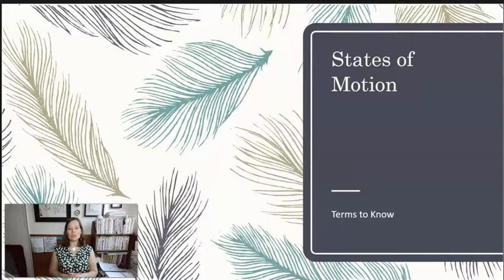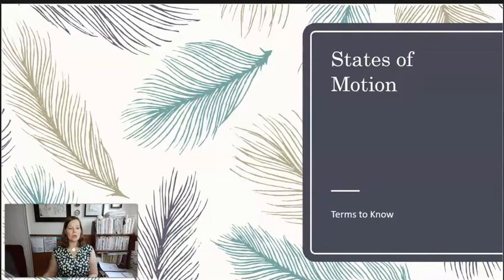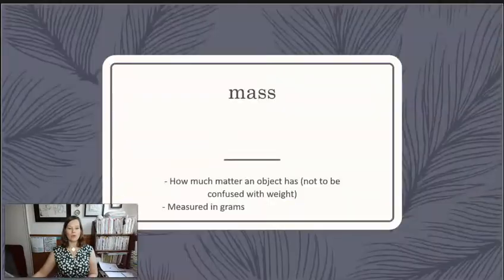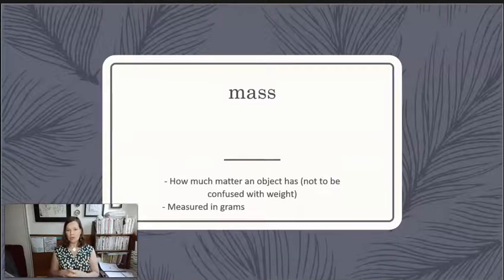Today I just want to talk a little bit about some of the terms that I'm going to want you to know for this unit, and once you know them I'm going to want you to use them on a regular basis. So let's start with our first term, which is mass. This is something you probably already know, but mass is just how much matter an object has. Please do not confuse mass and weight. We will differentiate between those two a little bit later on, but they are not the same. Mass and weight are not the same. Mass is measured in grams.